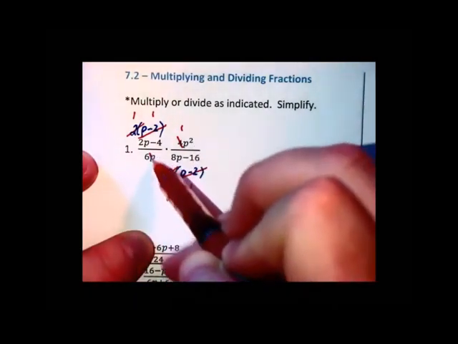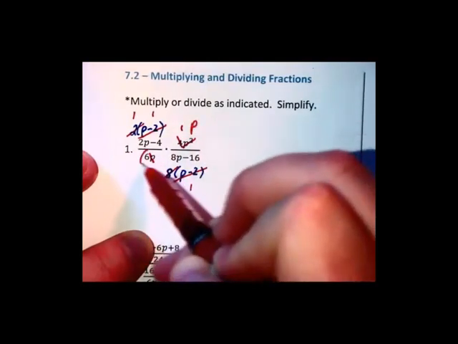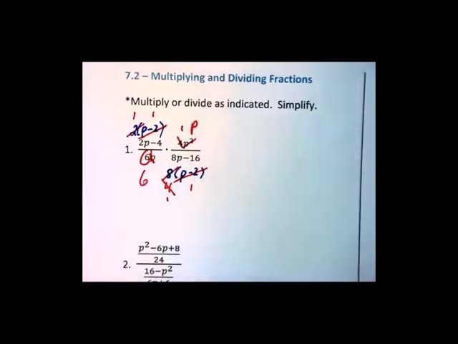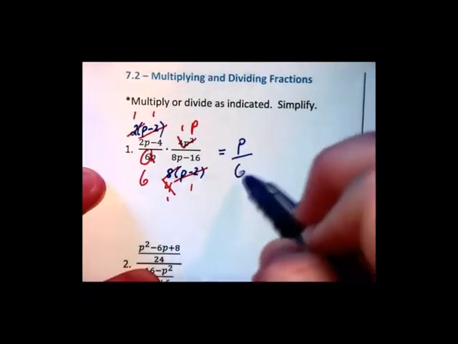I can cancel the p with the p squared, leaving a p. And all that's left down on the bottom there is a 6. So our final answer is p over 6.